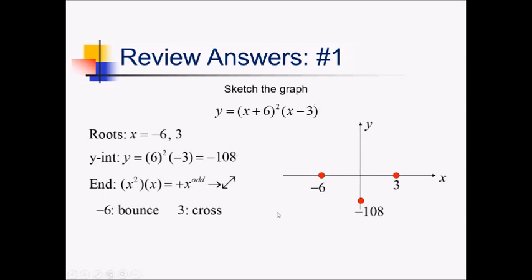So putting it all together, we're going to start below the x-axis, and we are going to bounce at -6, go through our y-intercept here, and now we're going to cross at 3. And you'll notice that we end up above the x-axis, which is where our end behavior said we should end up. Notice that if you start in the correct place and make the correct choice at each of your x-intercepts, you should end up in the right place. And then this end behavior over here is really just double-checking that you are in the right ballpark.